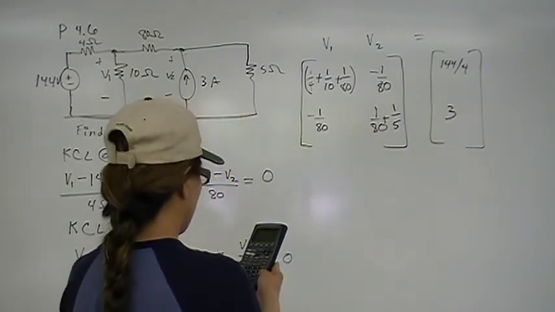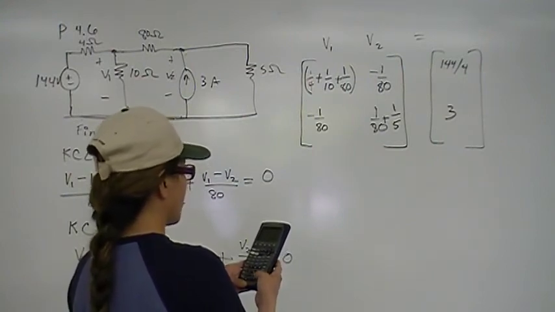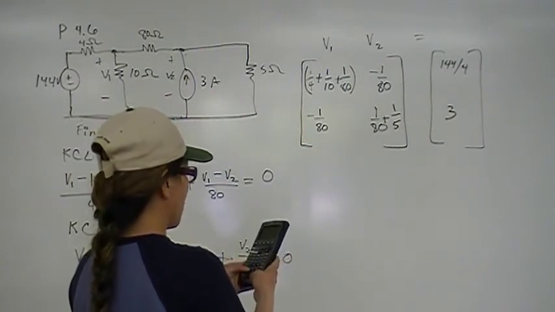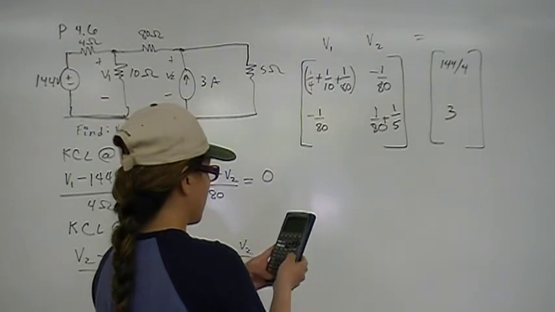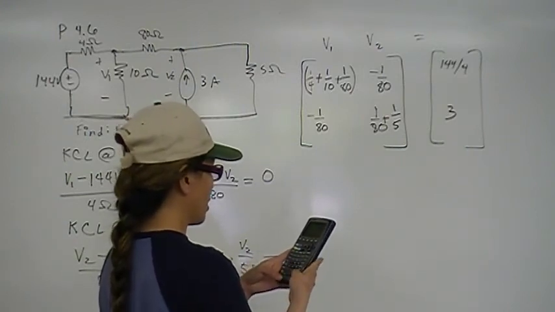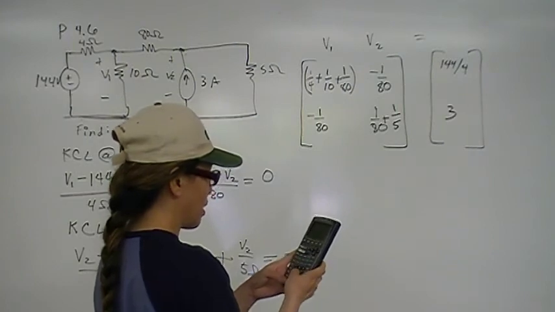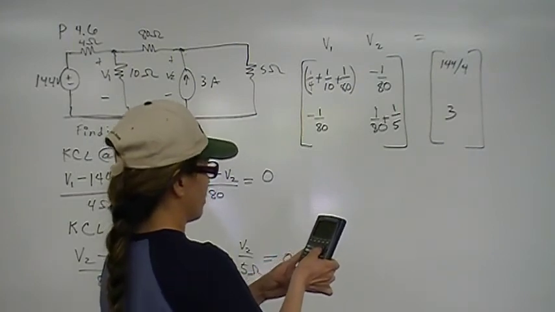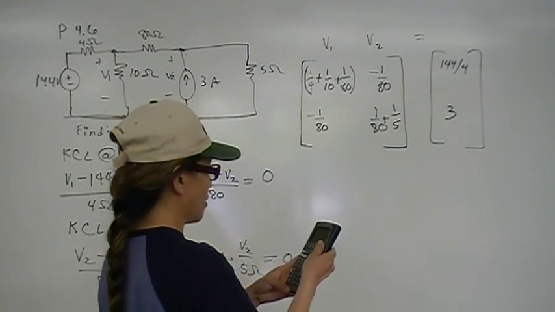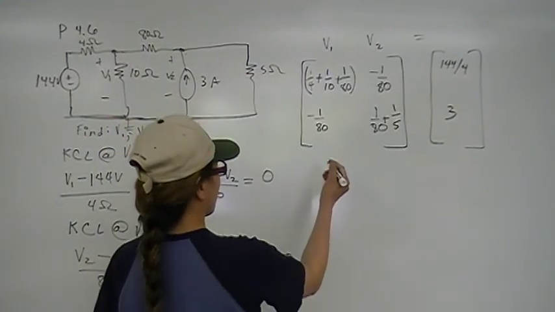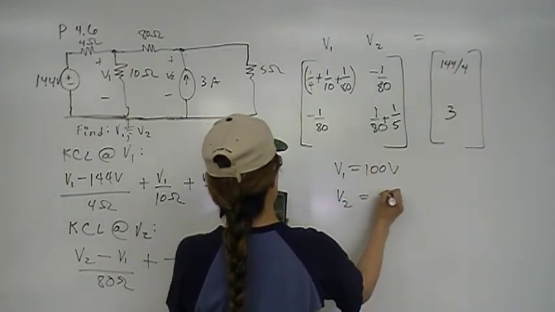1 divided by 4, plus 1 divided by 10, plus 1 divided by 80, enter. Negative 1 divided by 80, enter. 144 divided by 4, enter. Negative 1 divided by 80, enter. 1 divided by 80 plus 1 divided by 5, enter. Okay, so all these figures are correct. V1 is equal to 100 volts. V2 is equal to 20 volts.